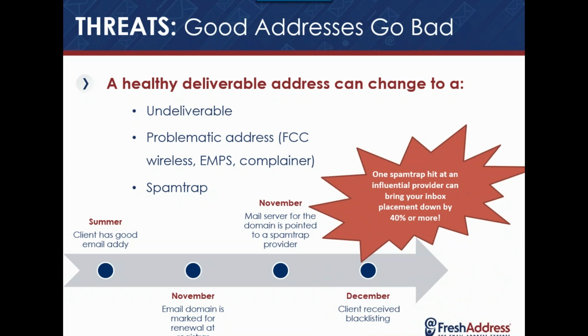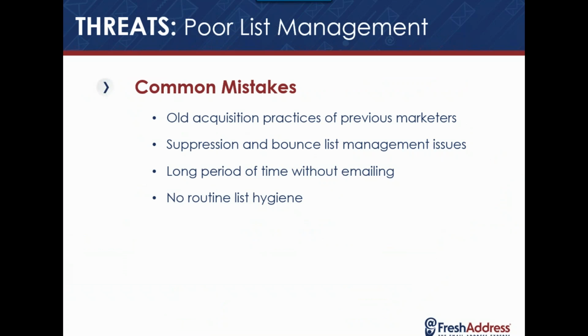And that really dives into the final category here, which is poor list management. I would say the common mistakes that occur come from old acquisition practices and previous marketers. If you just did something differently, or got lists in a way that you shouldn't have, or someone else did, you have these old emails and you need to clean them. Otherwise, you have no idea where they came from or how good they are.